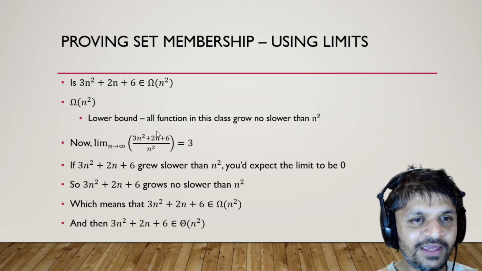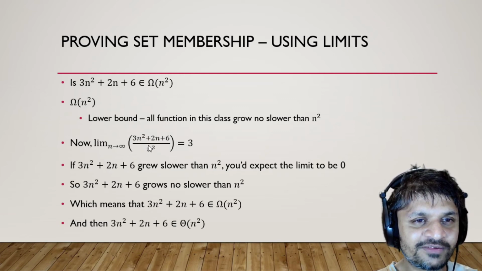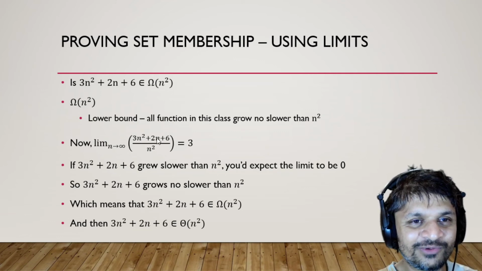But in this case, if the denominator grew faster, meaning if this top one grew slower, you'd expect the limit to be 0 because this number would be getting bigger and bigger and bigger, and this one wouldn't be, and so you'd get 0, right? The limit would eventually become 0. But it's not 0, it's 3.